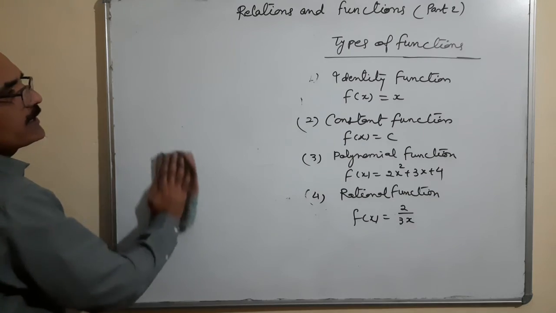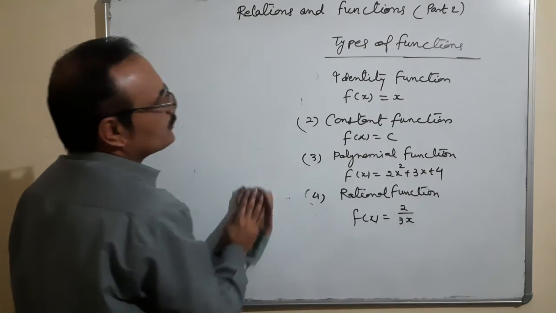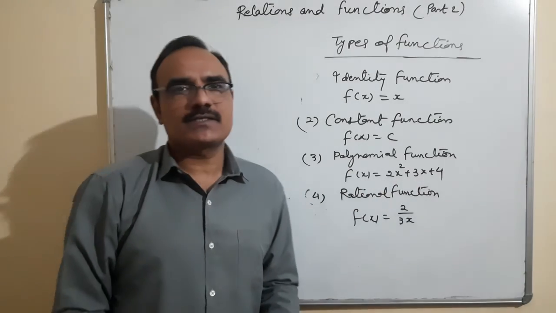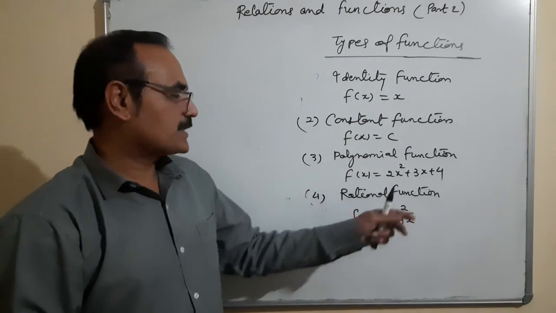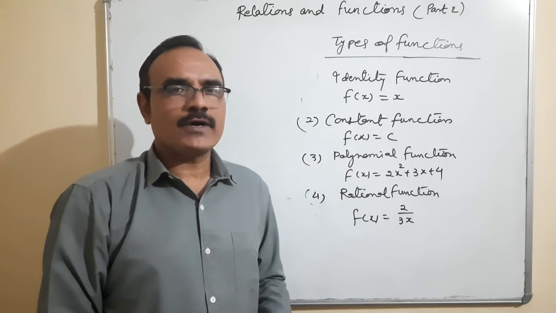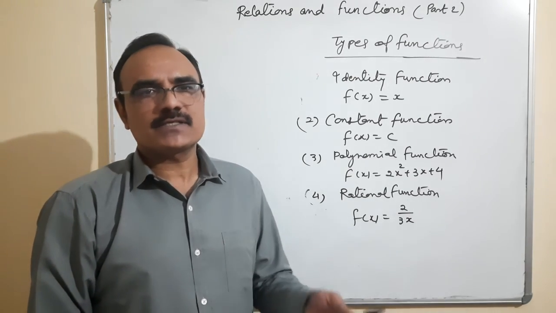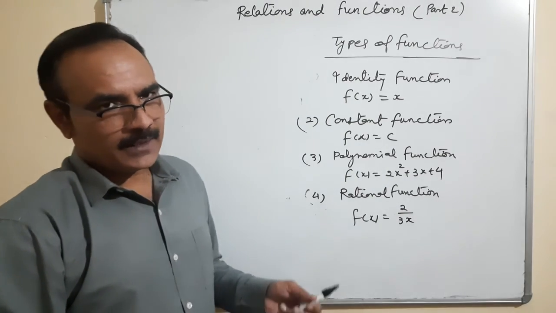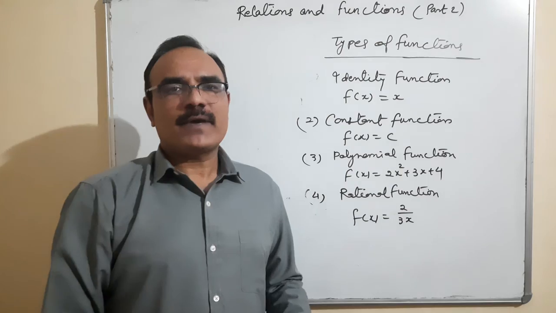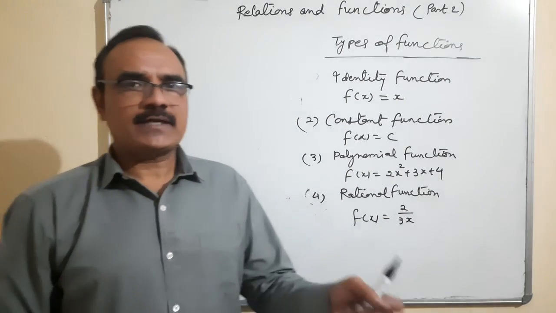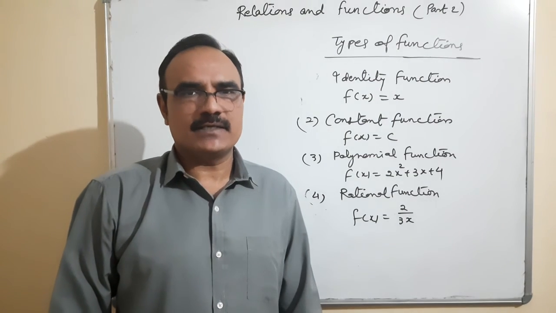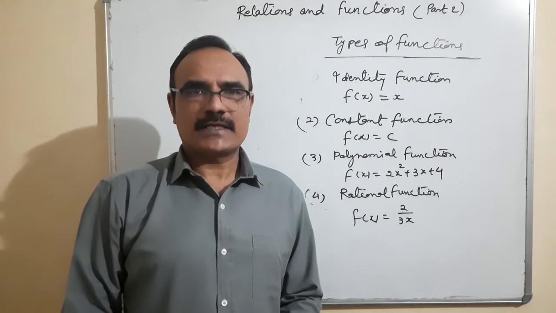Others you can understand by the name, like identity function, f of x is equal to x, constant function, f of x is equal to c, polynomial function, f of x is equal to in the polynomial form, rational function in the rational form, logarithmic function, f of x is equal to log x, exponential function, f of x is equal to e to the power x, and after that modulus function. What is modulus function? F of x is equal to x if x is greater than or equal to 0, and f of x is equal to minus x if x is less than 0. Second one is the signum function.